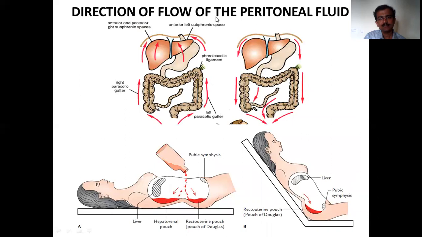Once again, you can see the direction of flow of the peritoneal fluid in the abdominal cavity. Even from the pelvic cavity, the infection can go to the subphrenic spaces, and in the upright position, the infection can come to the pelvic cavity. So in the upright position, the common area where it is collected is the pouch of Douglas. Whereas in the lying down position, the first collection is commonly seen in the hepatorenal pouch in the abdominal cavity, and in the pelvic cavity, it is in the rectouterine pouch.